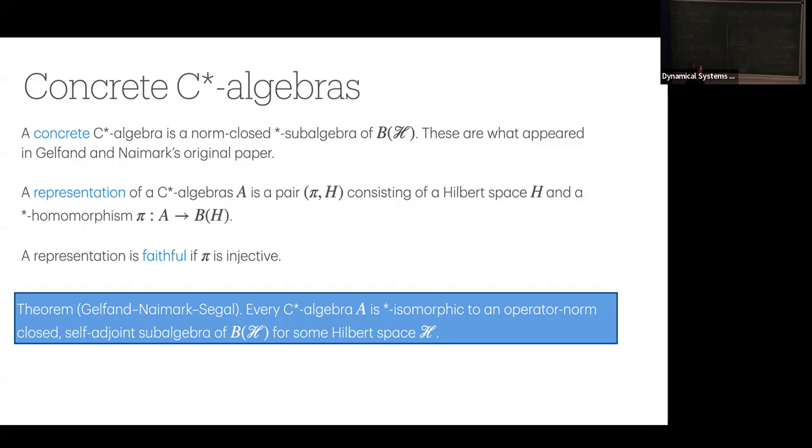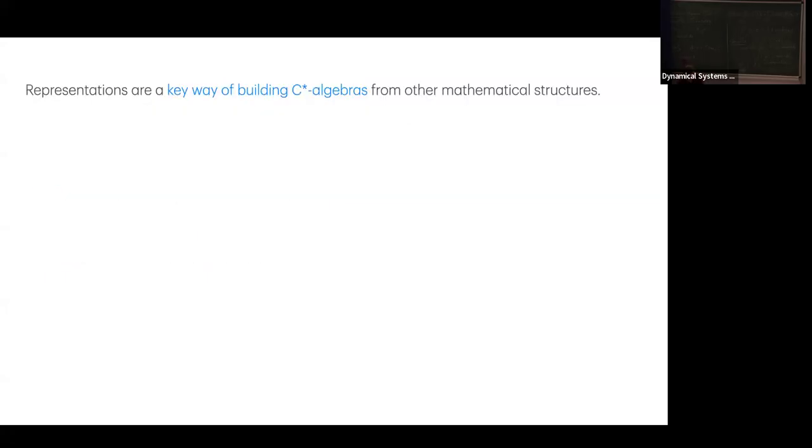So every C-star algebra is isomorphic to an operator norm closed self-adjoint subalgebra B of B(H) for some Hilbert space H. And the way this is done is precisely by saying every C-star algebra admits a faithful representation, which means this map here is injective. So in fact, these abstract C-star algebras defined via this norm condition turn out to be precisely the same as concrete C-star algebras. And using representations is something, again, you see throughout the theory. It's a key way of building C-star algebras from other mathematical structures.